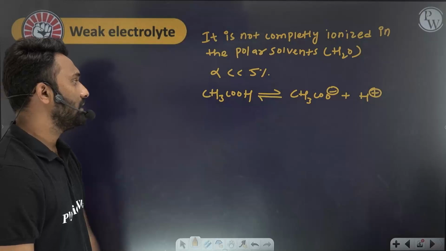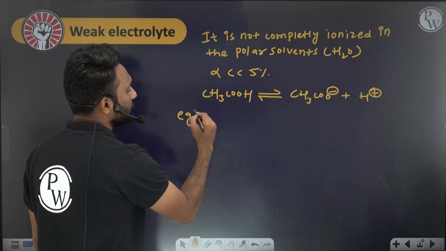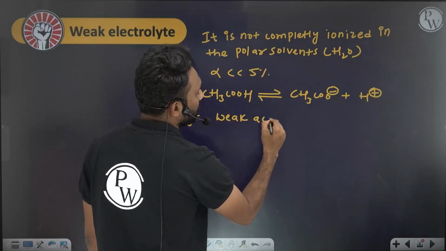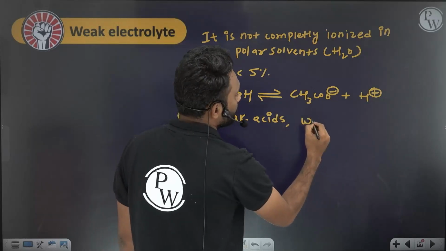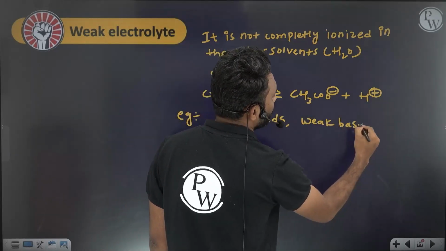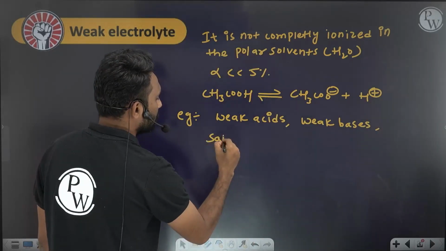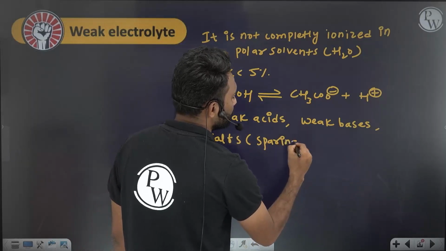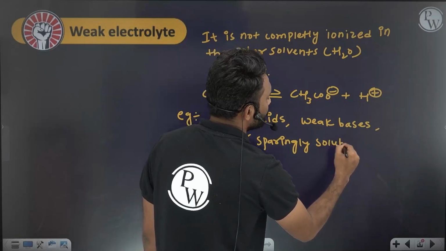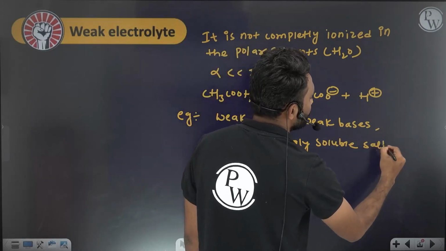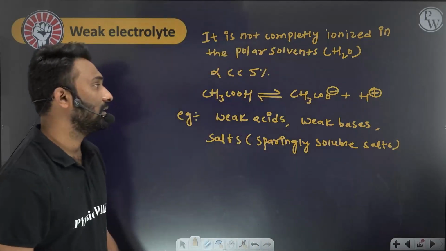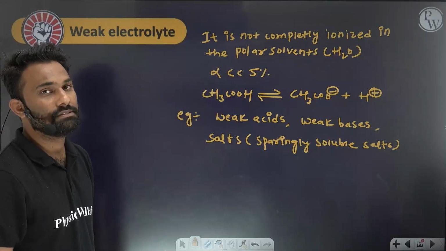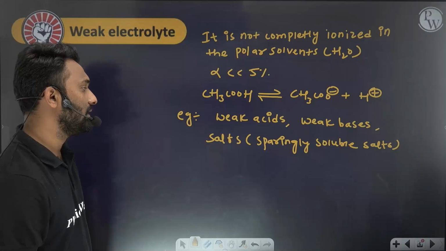Examples for the weak electrolyte are weak acids, weak bases, and the salts. Which salts? Sparingly soluble salts also come under the weak electrolyte. For a weak electrolyte, the degree of dissociation is less than 5%.